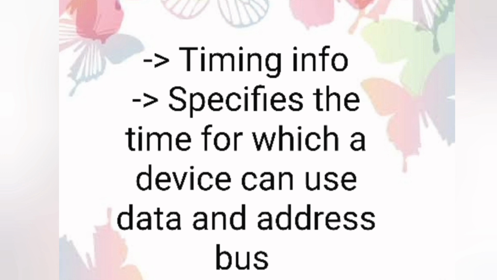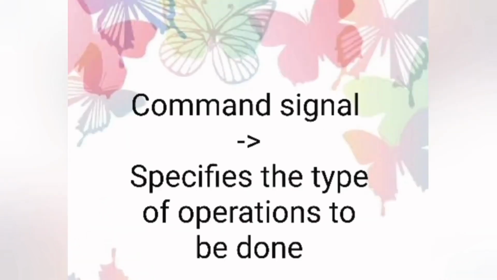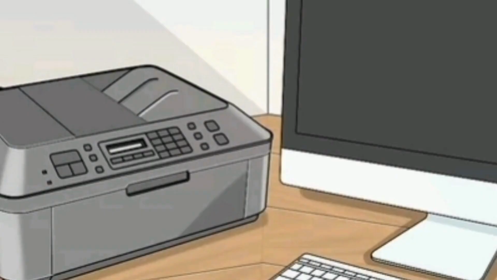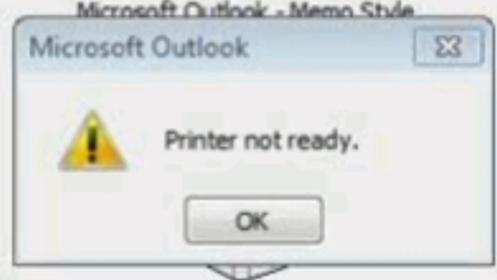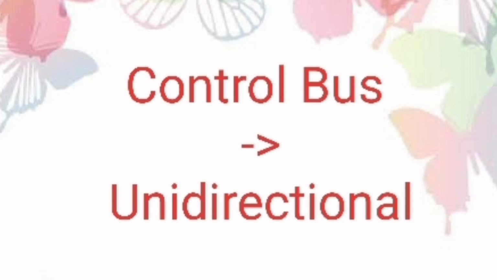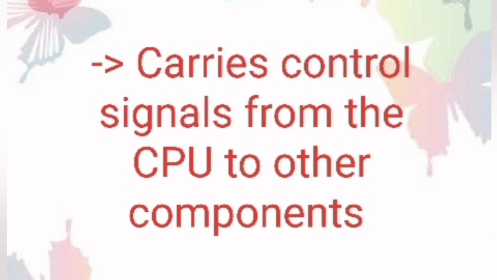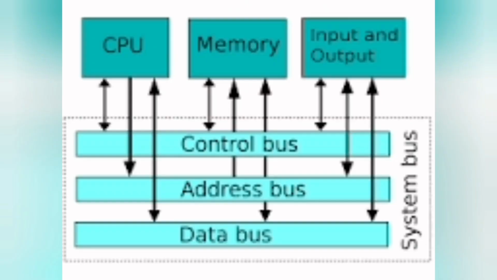And this control bus also carries the command signal. This command signal specifies the type of operations to be done. It carries status messages also. For example, we are trying to take a printout, but the printer is unplugged. What message will you receive? You will get the message, printer is not ready. Here the control bus is unidirectional. Why is it unidirectional? Because it carries control signals from the CPU to other components, which happens only in one direction.